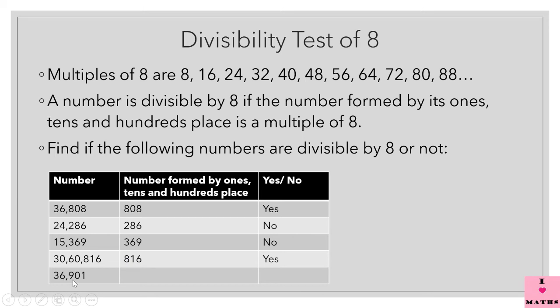Okay, 36,901. We have to check 901. Now 8 ones are 8, 9 minus 8 is 1. Copy 0, 10. 8 ones are 8, 10 minus 8 is 2, copy 1, 21. 8 twos are 16, 8 threes are 24. 21 minus 16 gives us 5, so the remainder is 5. So 901 is not a multiple of 8, so 36,901 is also not a multiple of 8.